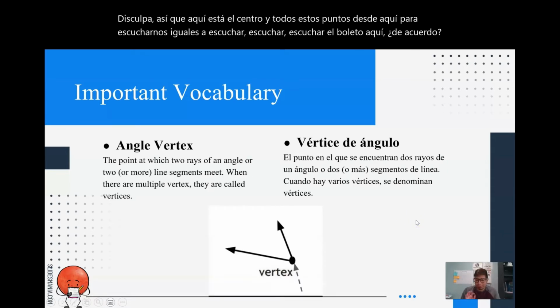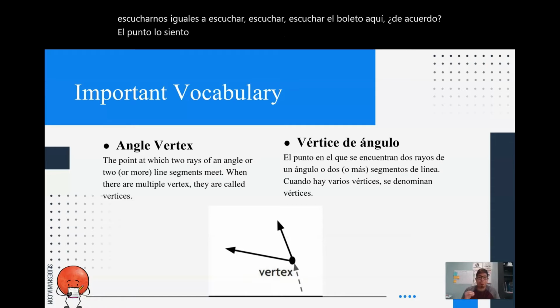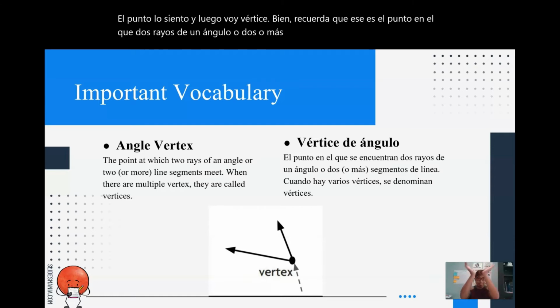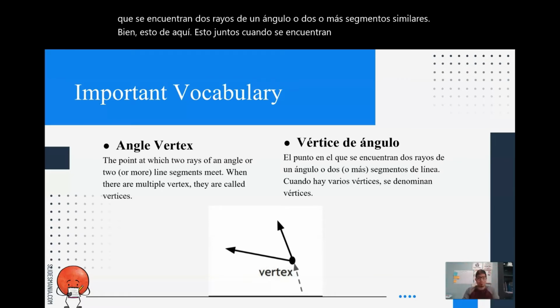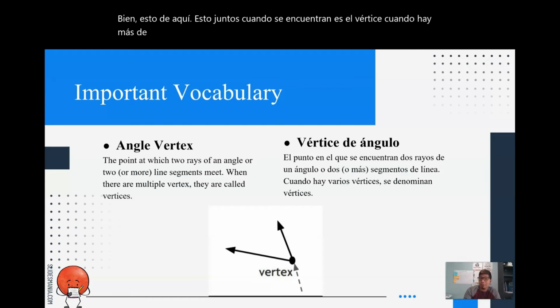Angle vertex. Remember, that's the point at which two rays of an angle or two or more line segments meet. So this right here, when they meet, is the vertex. When there's more than one vertex, we call them vertices. Fancy.